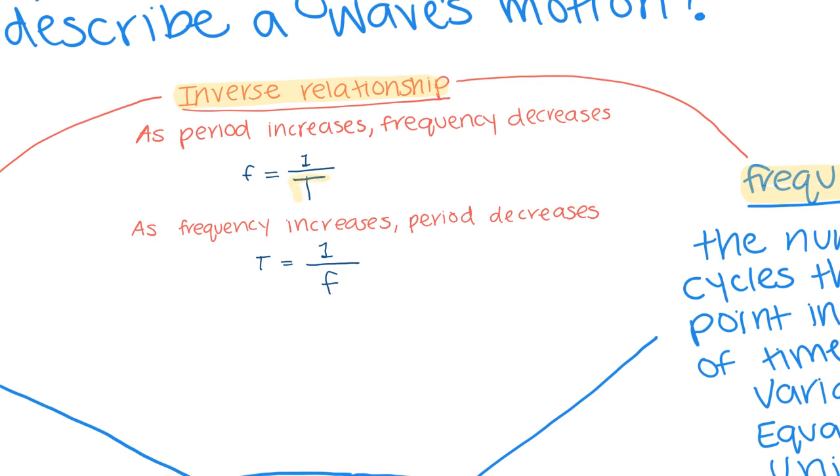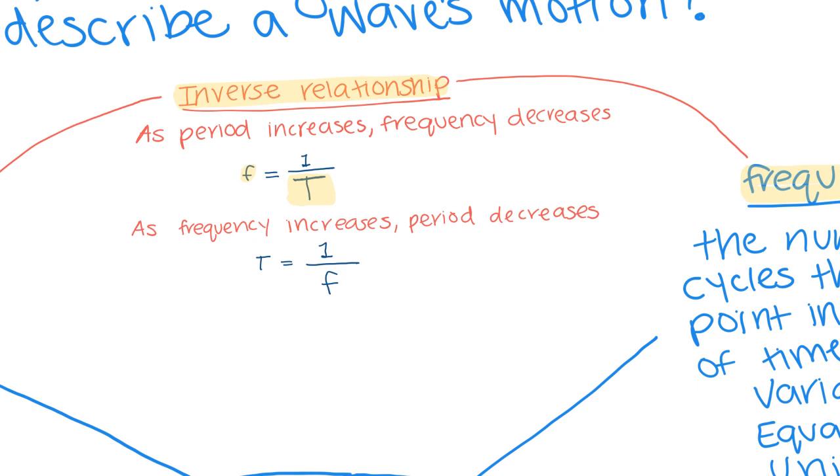I tried to represent this visually to show this is a big letter T. You can see that period is increasing, and then here's our smaller letter F to show that frequency is decreasing. Now, if you think about this mathematically, this does make sense, right? This is a division sign, 1 divided by period.